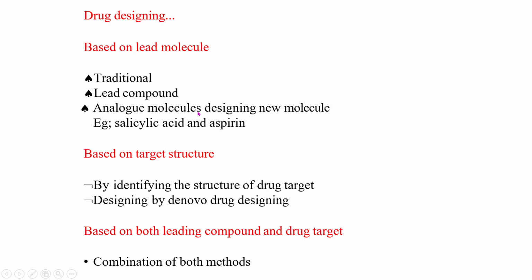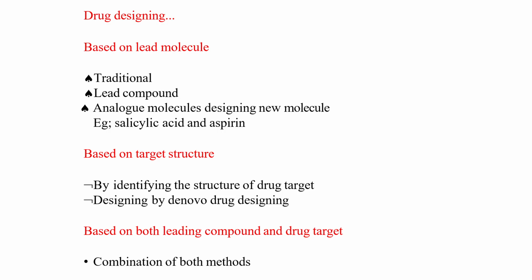Then analog molecules, designing the new molecule, and some of the structures in which we will go for different types of substitutions which will give the better pharmaceutically active ingredient or drug. For example, salicylic acid is an analog, and from this analog we have obtained a drug molecule, that is aspirin. So this is an analogous designing which will give aspirin from the analog structure, salicylic acid. Aspirin is nothing but acetyl salicylic acid, which is obtained from the organic analog, salicylic acid. Now this is a drug designing method which is actually based upon the lead compound, on which lead compound the drug designing is carried out.